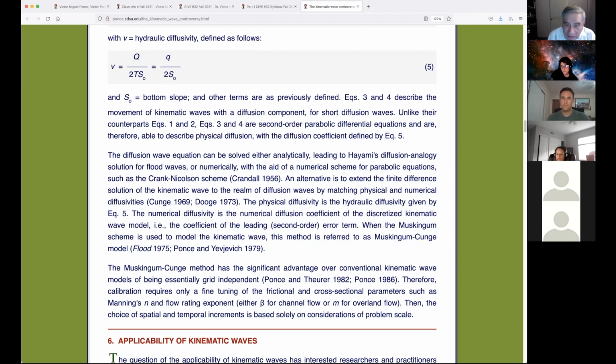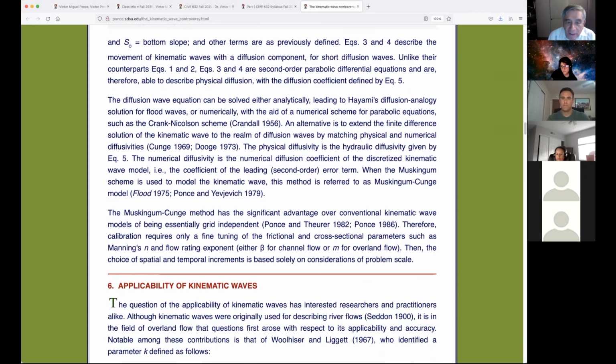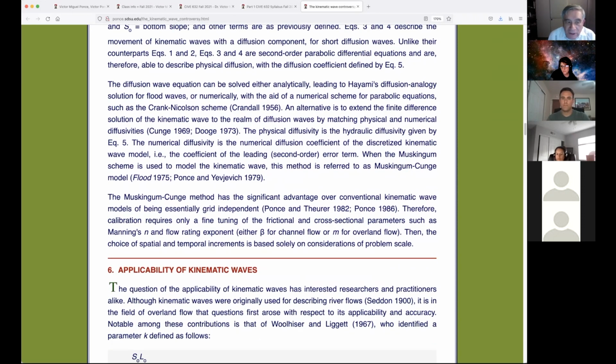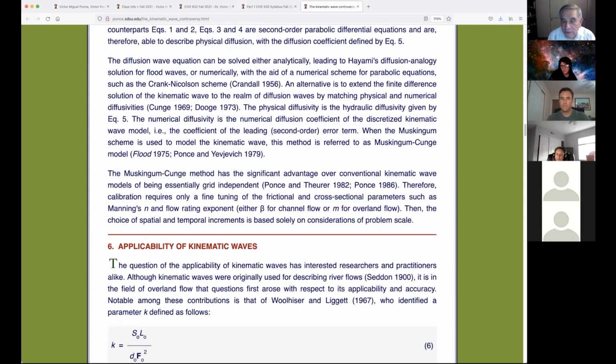An alternative is to extend the finite difference solution to the realm of diffusion waves by matching physical and numerical diffusivities, which is what Conch did. The physical diffusivity is the hydraulic diffusivity, and the numerical diffusivity is the numerical diffusion coefficient of the discretized kinematic wave model. That is the coefficient of the leading second-order term. When the Muskingum scheme is used to model the kinematic wave, this method is referred to as Muskingum-Kunch, starting with the work of Price, 1975.